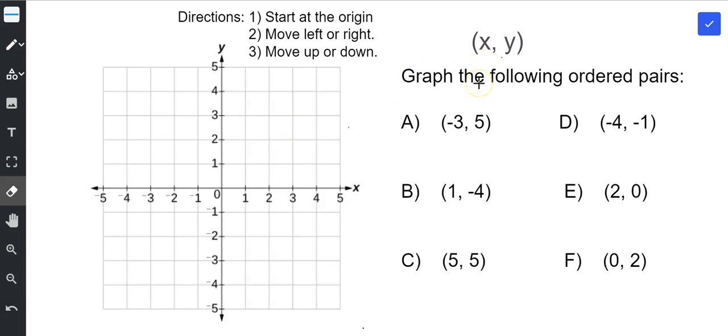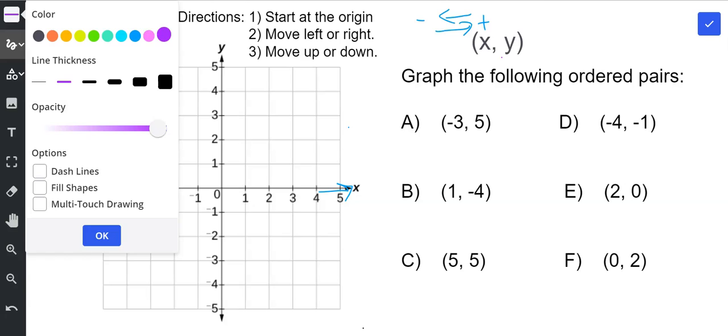The x value, let me go ahead and grab the scribble tool. The x value tells you your left and right movement. Take a look at the x-axis. Do you see this arrow that goes to the right and this arrow that goes to the left? The x controls the left and the right movement. If you have a negative number, it means you'll move to the left. A positive number means that you'll move to the right.